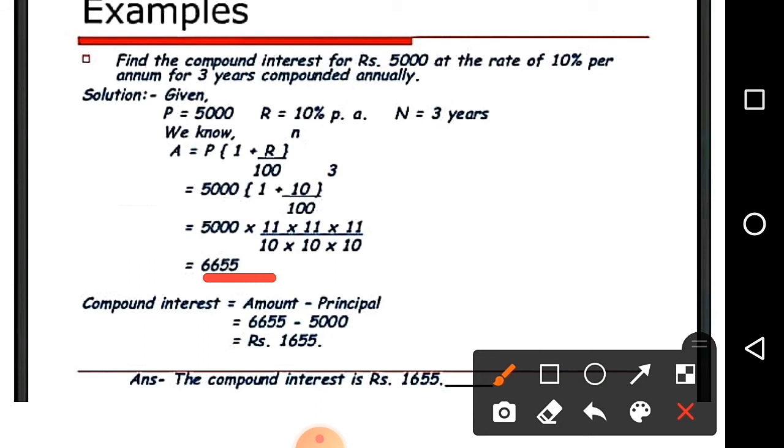So compound interest, now you will find out. You have got the amount, this is your amount. Now you will find the interest. For compound interest the formula is amount minus principal. So what you are getting, we need to subtract from this the original money. So this answer is our compound interest that is charged.